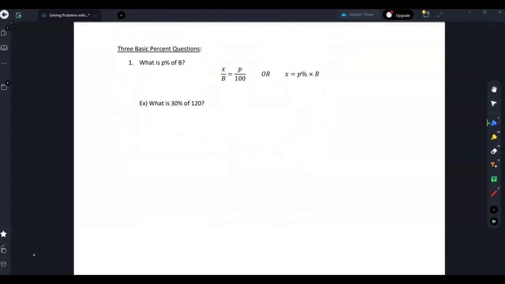This example is: what is 30% of 120? So in this type of percent problem, we are given the percent and we're given what it's out of. What we're missing is the what part, right? The actual number itself. So I'm going to start with the translation method.